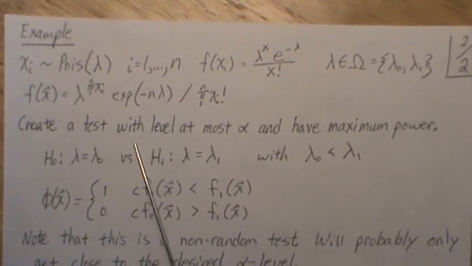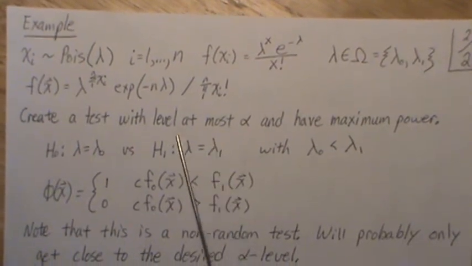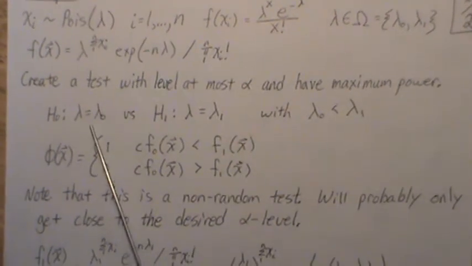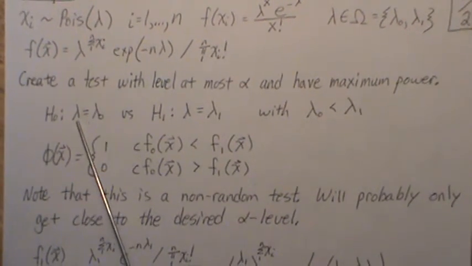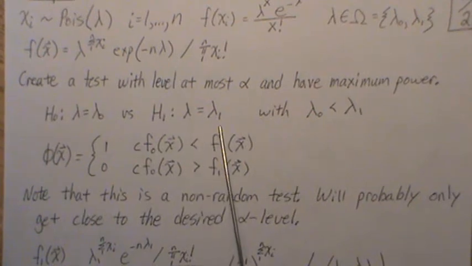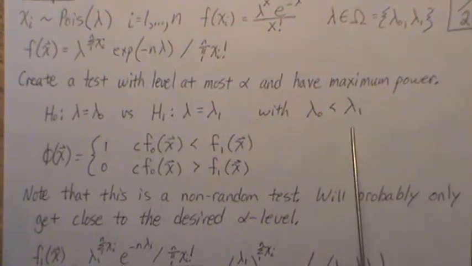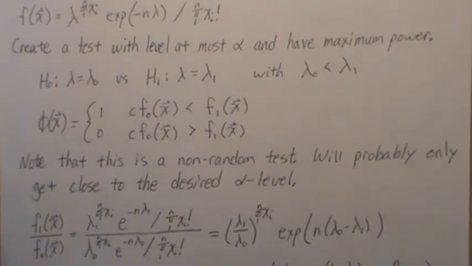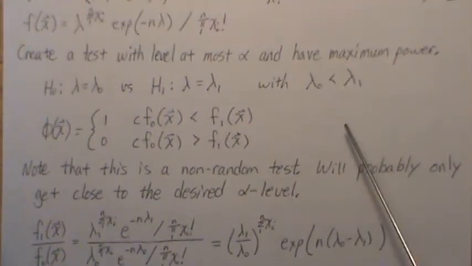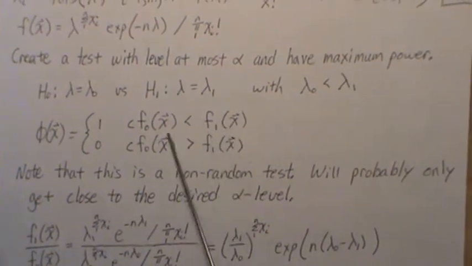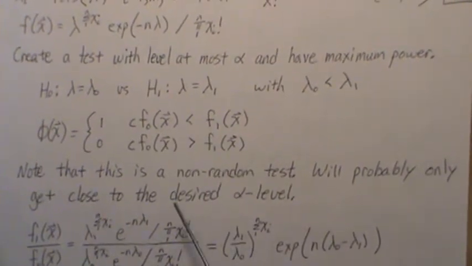Now we want to create a test function with level at most alpha and have maximum power. And that's this. Neyman Pearson says set a simple versus simple hypothesis. The null is that lambda is lambda 0 versus the alternative is lambda 1. We're going to assume that lambda 1 is greater than lambda 0. And we only need that down here when we're solving an equation. So the test function is this, 1 or 0 if this is the case. That's the Neyman Pearson lemma.